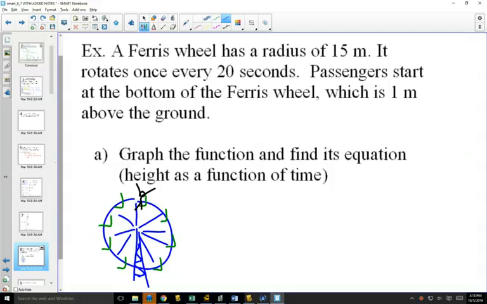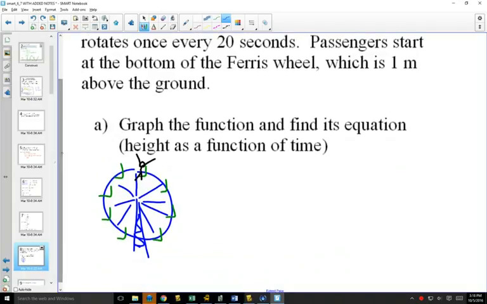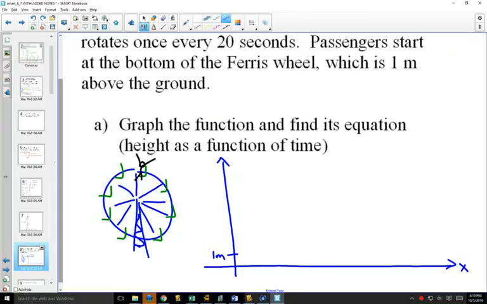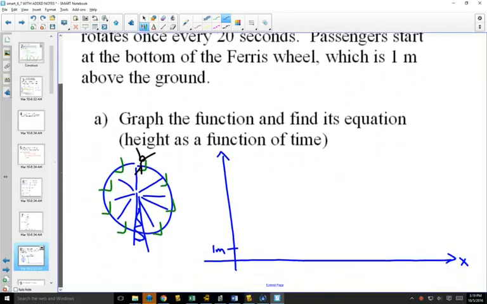So here we have our Ferris wheel, and I've drawn a picture off to the side so that when I go to draw my graph, I'm going to draw my graph right beside it, ground level there. You get on the Ferris wheel 1 meter above the ground. So we can mark that. If the radius of this Ferris wheel is 15 meters, how high above the ground will you get?